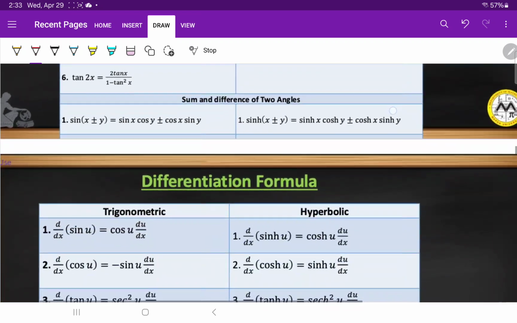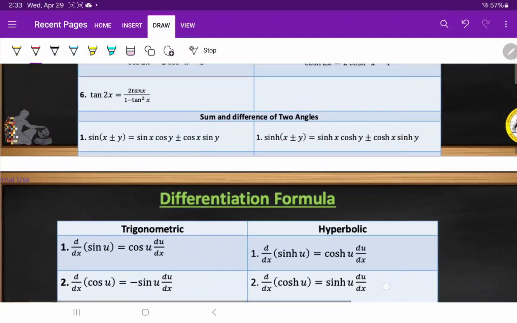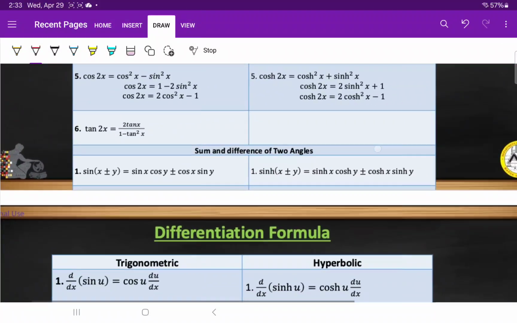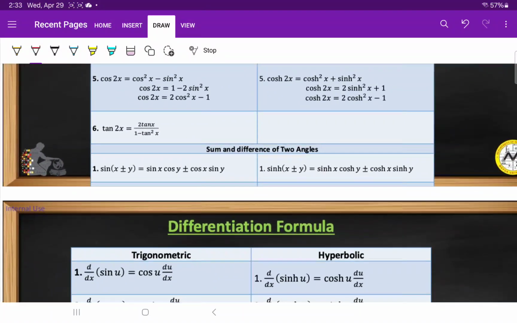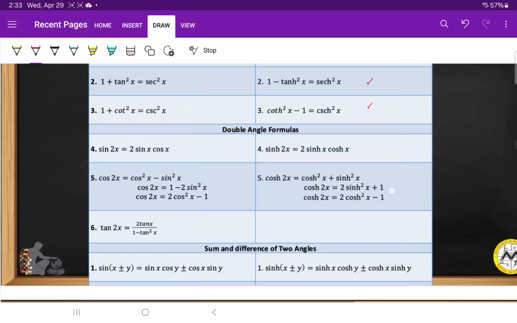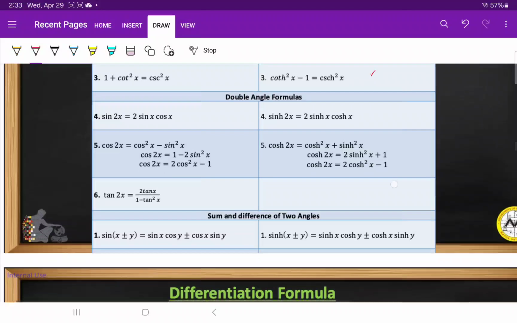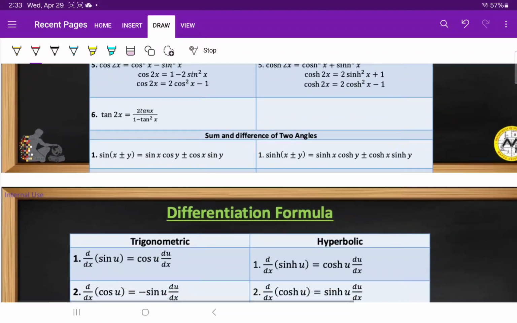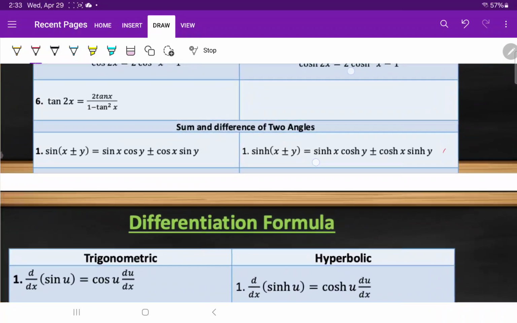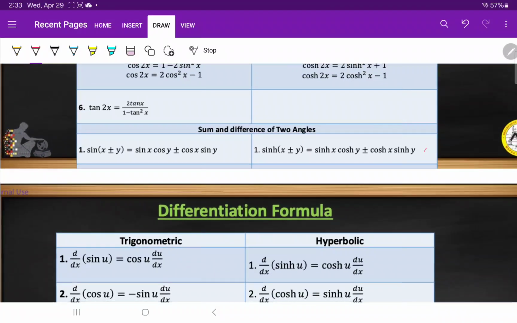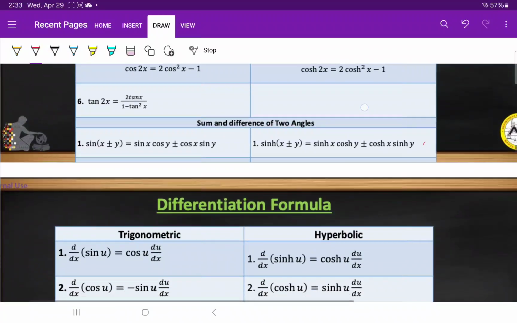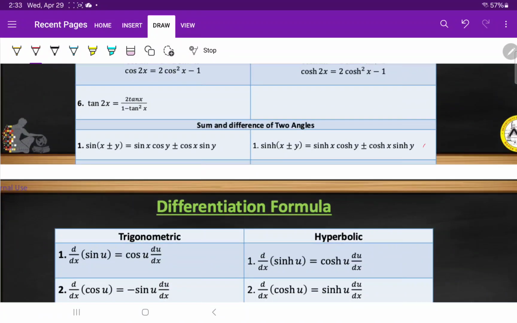Then we have here the double angle formulas. And then we have the sum and difference of two different angles. Now, you have to go back to the copy that I gave you for the other identities, because this is incomplete.